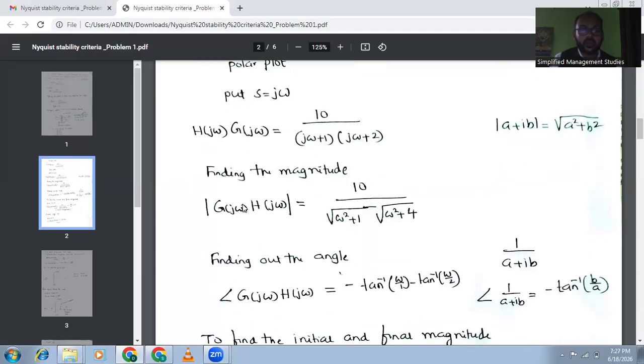First and foremost, please calculate the magnitude. The general formula for computing the magnitude of a complex number is: the magnitude of a + ib is given by the square root of a squared plus b squared.